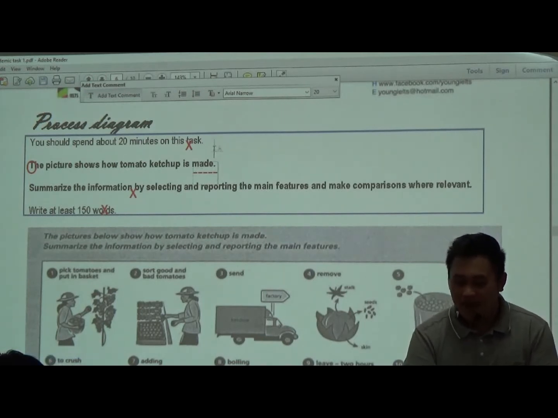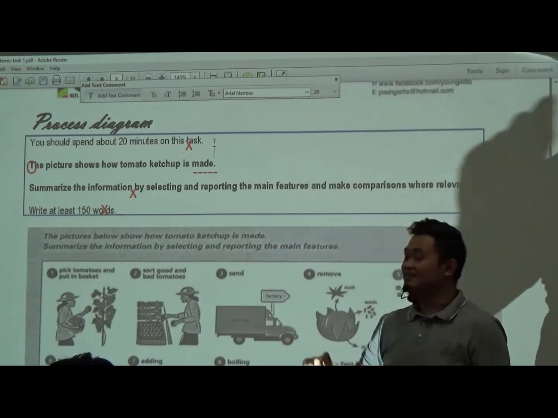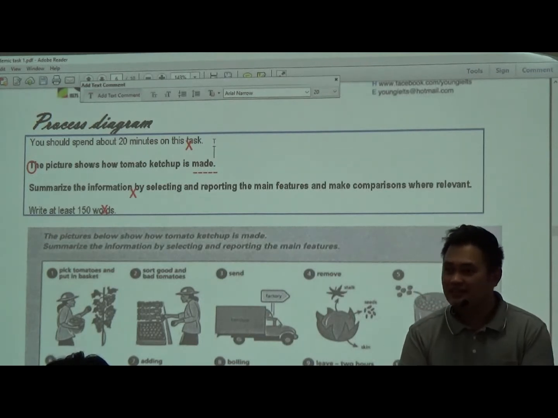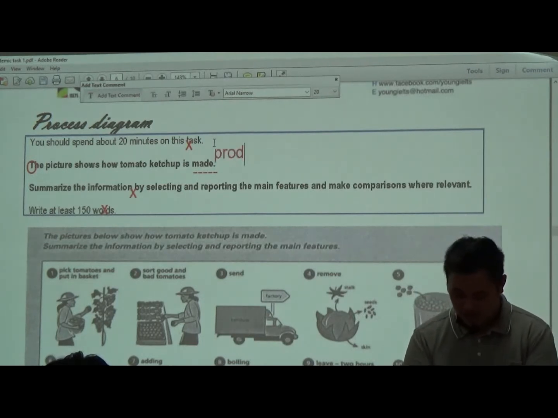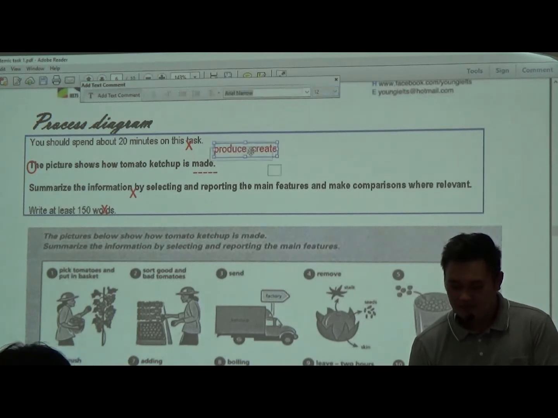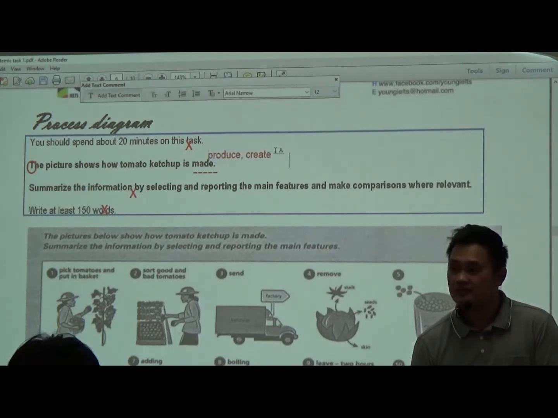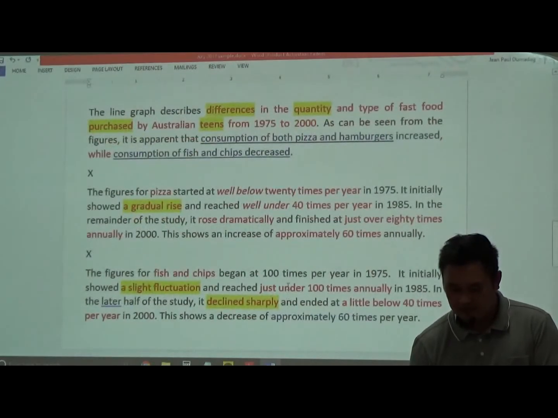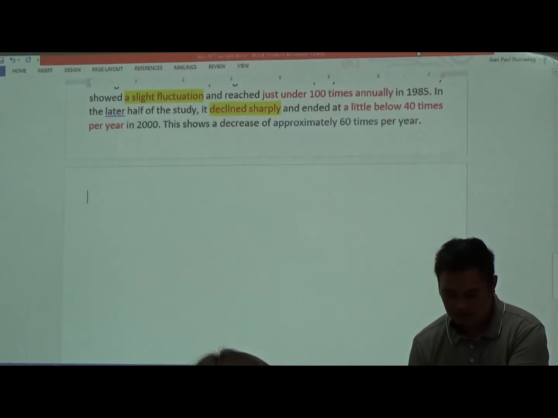Good. Now, make is part of your 300 vocabulary for IELTS. What is another word for make? Produce. Good. Or create. Don't forget that. Okay, let's start.